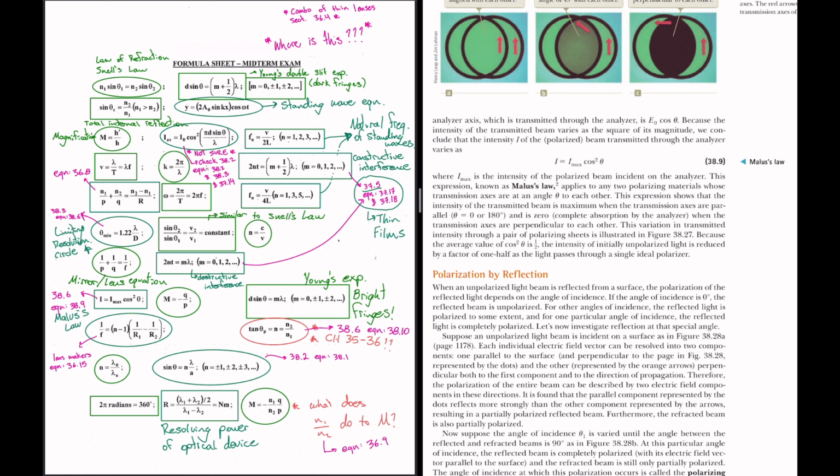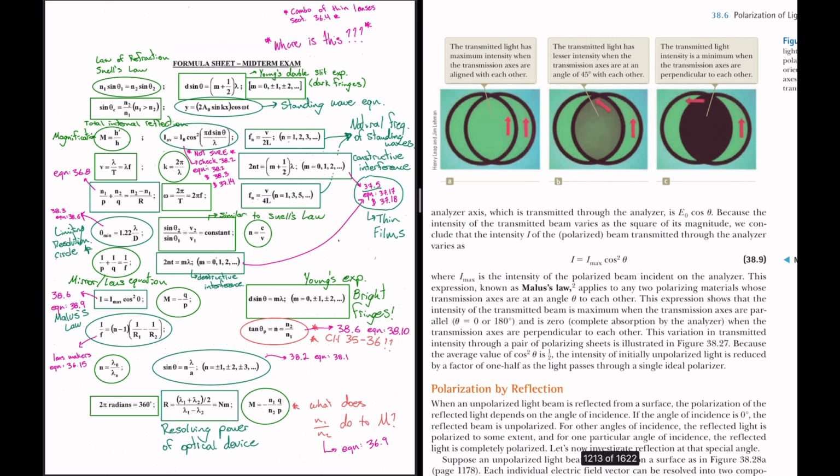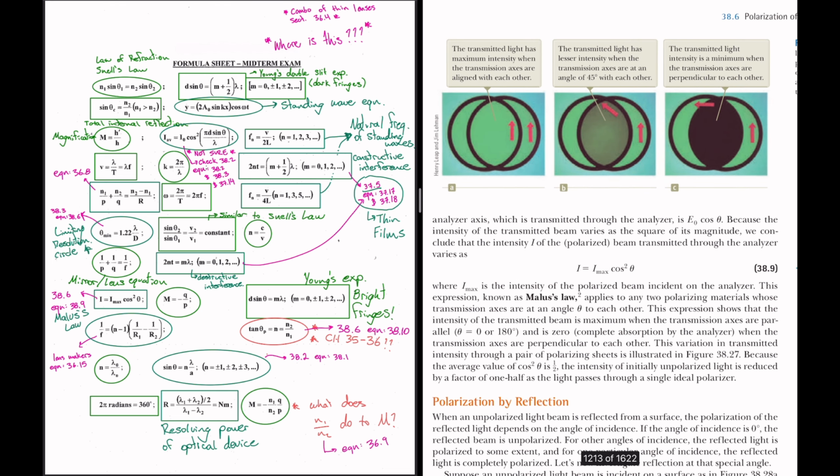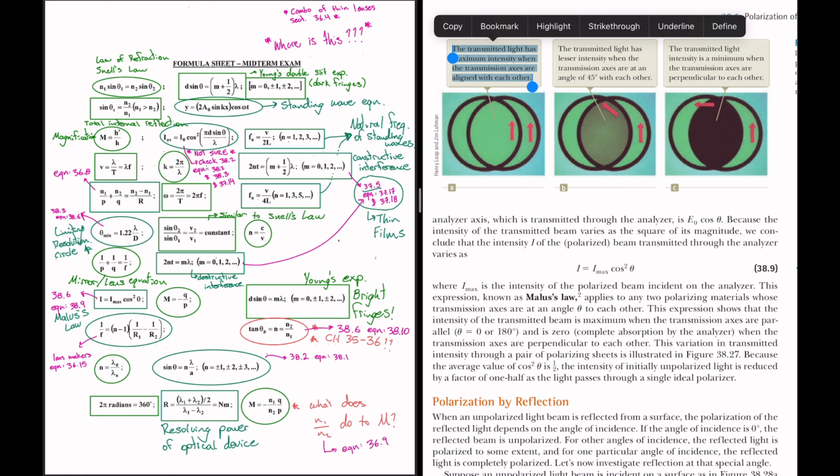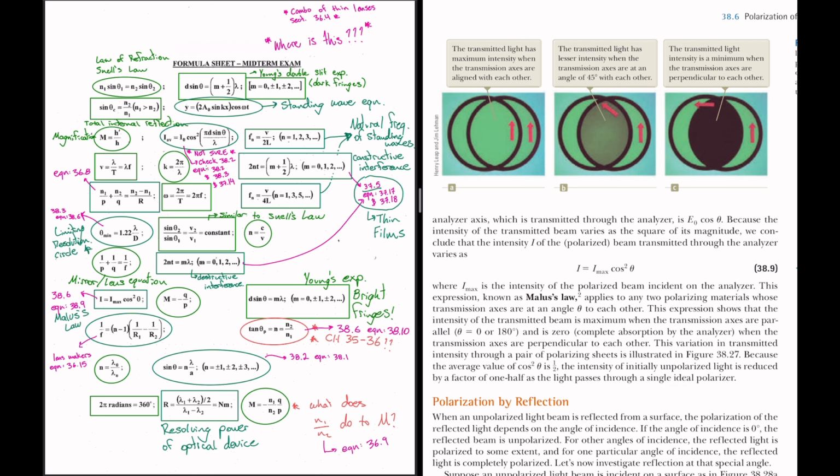Very interesting. So let's actually take a look at these images here. You could see this first image. Let's just read what it says here. The transmitted light has maximum intensity when the transmission axes are aligned with each other. And you can see those two red arrows are pointing in the same direction on the right side of those circles. Let's take a look at this middle one over here. The transmitted light has lesser intensity when the transmission axes are at an angle of 45 degrees to each other.